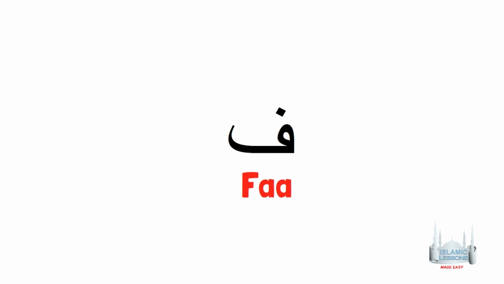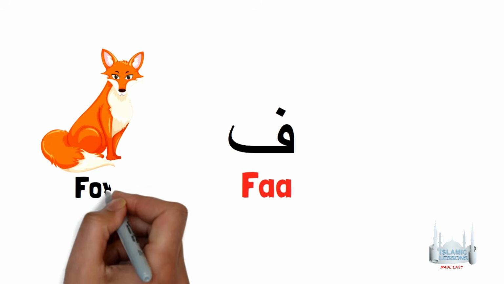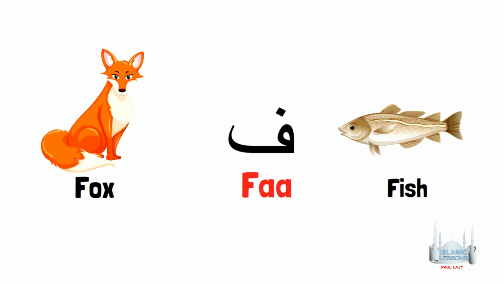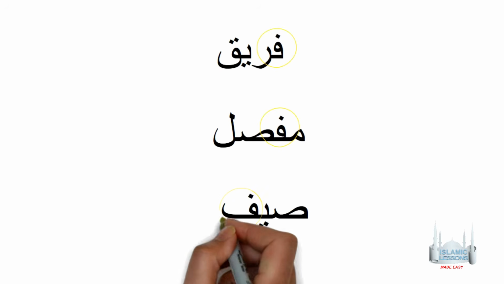This letter is called fa. It is a light letter. Fa makes a similar sound in English to the letter F in the word fox or the word fish. This is what the fa looks like in the beginning, like this in the middle, and like this at the end of a word.